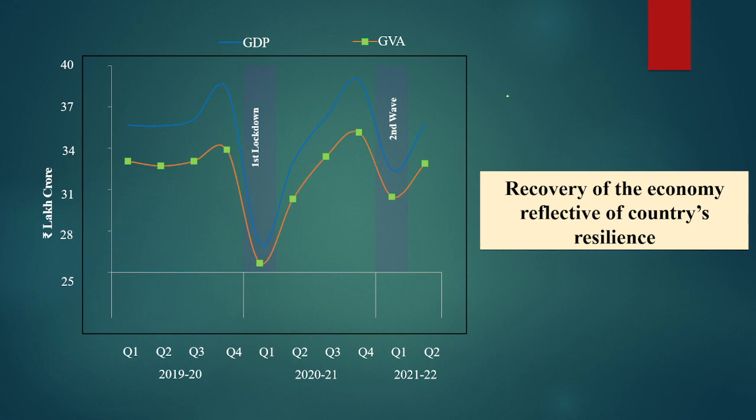So here is one graph in which you can see the recovery of the economy, reflective of the country's resilience. If we see what the GDP was during the first lockdown, you can see that the graph is in a very downward slope, and GVA is also very low. But during the second wave, we have increased this GDP also, and we have a good GVA also. So this is very important for your examination.